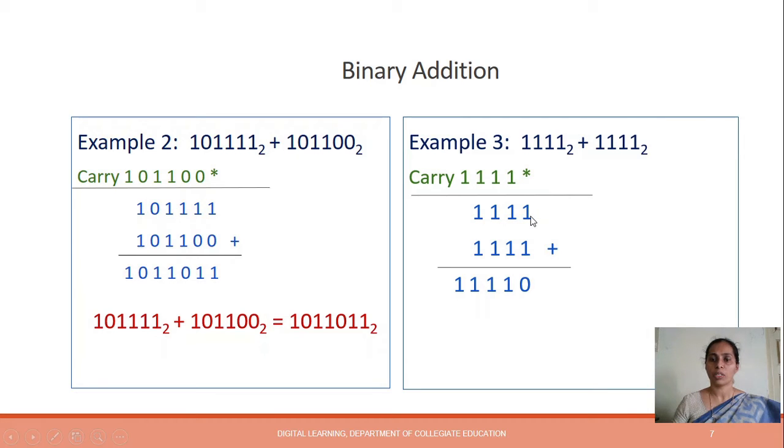Start from the rightmost end. 1 plus 1, 0 with a carry 1. Then 1 plus 1 plus 1. Result is 1, 1, that is 1 with a carry 1. Here again 1 plus 1 plus 1. So 1 with a carry 1. So now 1 plus 1 plus 1, 1 with a carry 1. So the answer of this addition is 1 1 1 1 0, in binary.